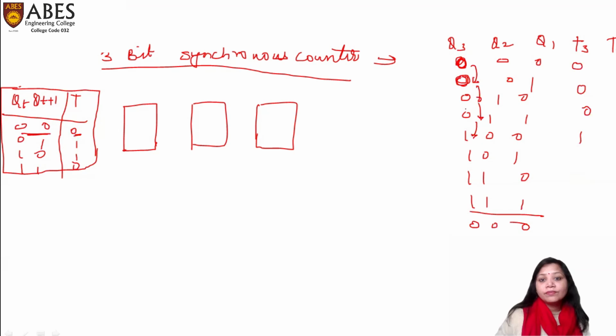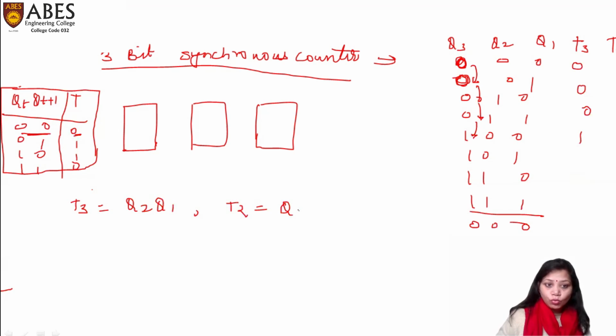Then we draw the K-map for T3, T2 and T1. Here we make the K-map for T3, T2 and T1. For T3 we find the output that equals Q2 and Q1. For T2 it would be Q1, and for T1 it would be only 1.